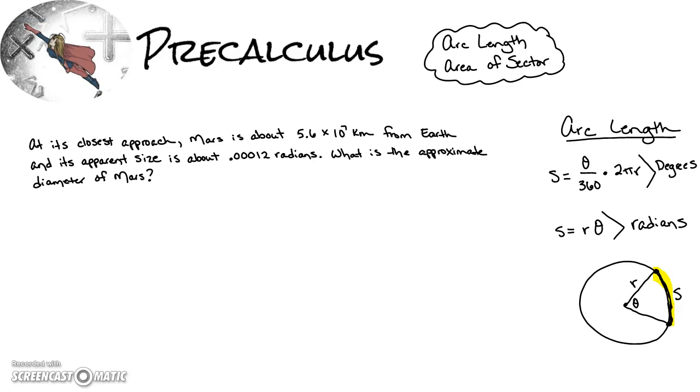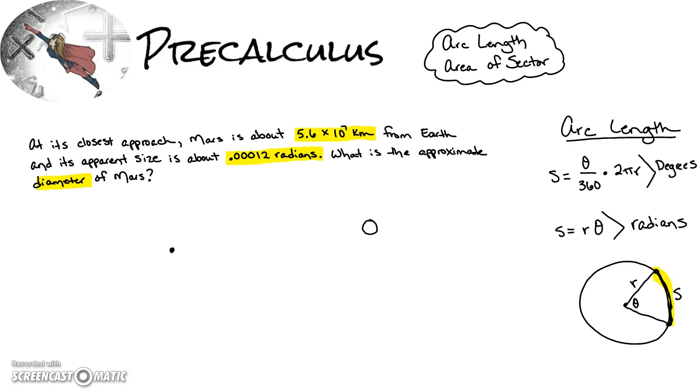So it's stating that at its closest approach, Mars is about 5.6 times 10 to the 7th kilometers from Earth, and its apparent size is about 0.00012 radians. And then they're asking, what is the approximate diameter of Mars? The way that you can draw this picture and visualize this is, here's us. We're just a tiny dot on the surface of Earth. We're looking over in the sky at Mars, which is a pretty tiny planet.